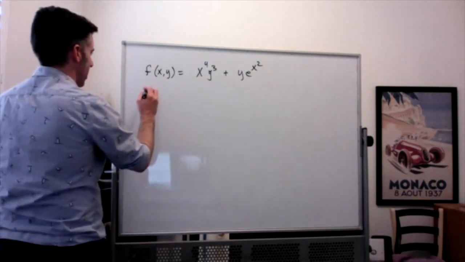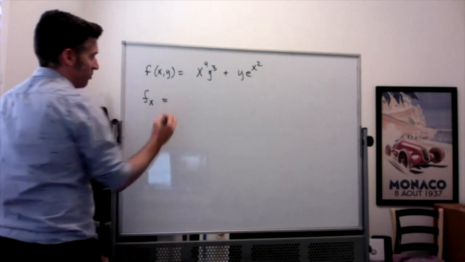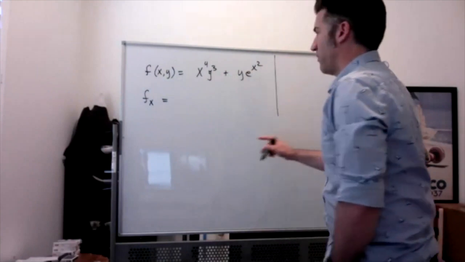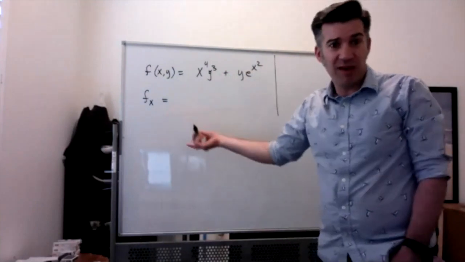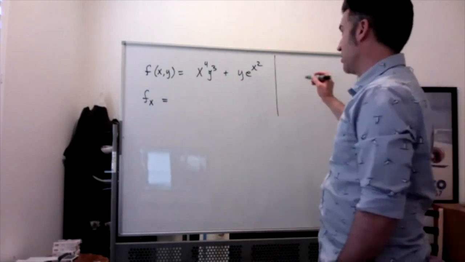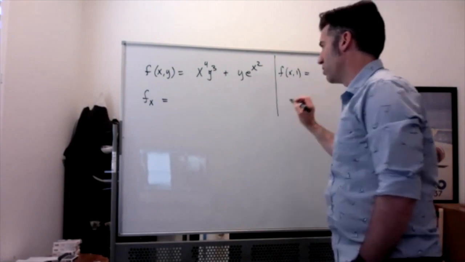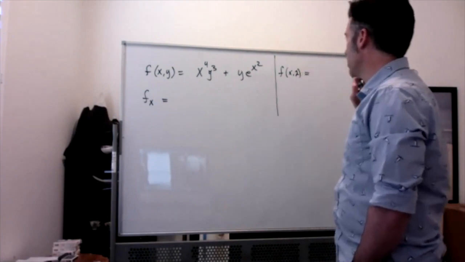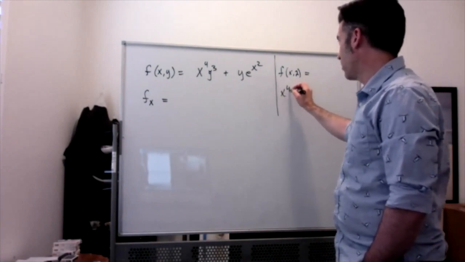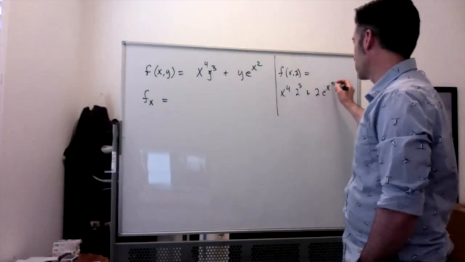If I want to find the partial with respect to x, what I'm really thinking of is, okay, I'm thinking of y as a constant. I might say y is equal to 1, so f of x comma 1, well, let's do 2. 2 is a little more interesting. f of x, 2 would be x to the fourth times 2 cubed plus 2e to the x squared.